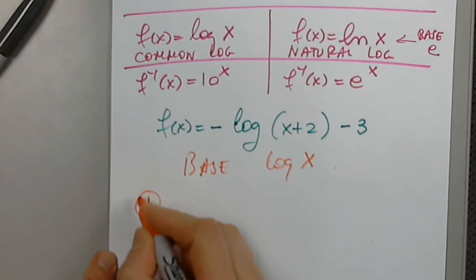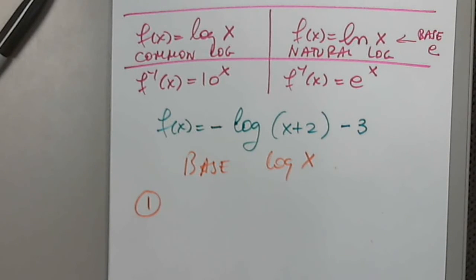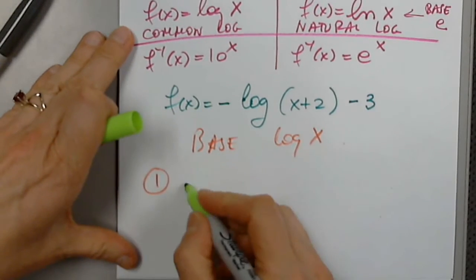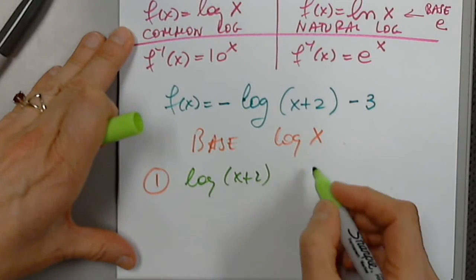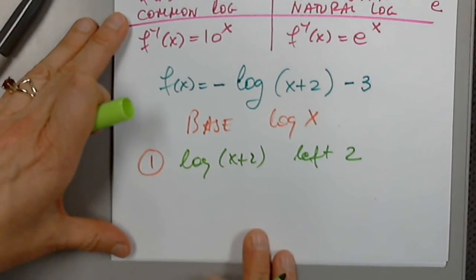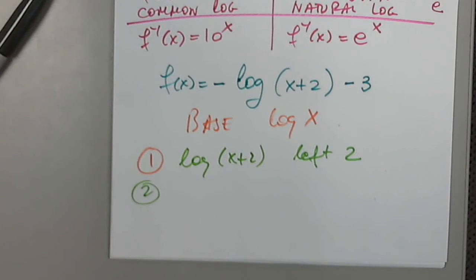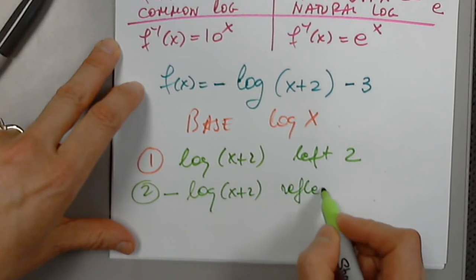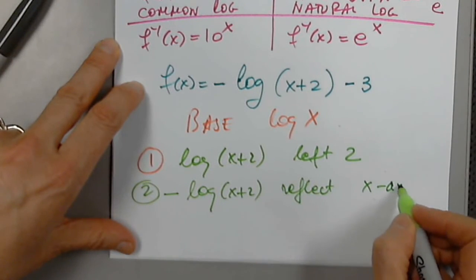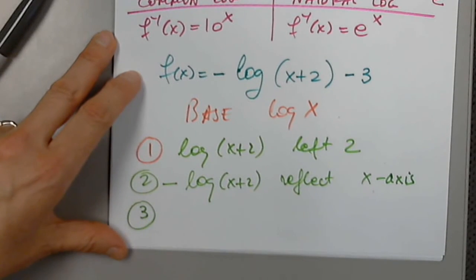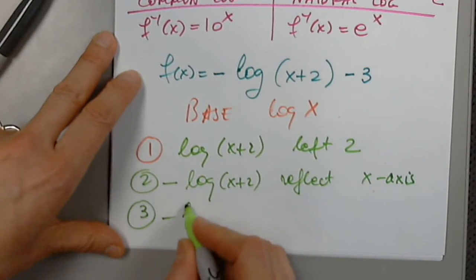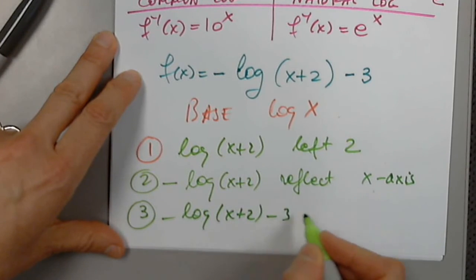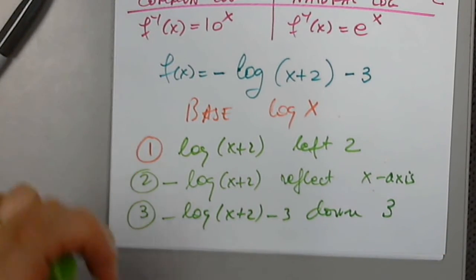Very good. First transformation on the base in order of operations. Yes, awesome. So log of x plus 2 is left 2. Perfect. Number 2. Reflect with respect to the x-axis. Yes, minus log of x plus 2, reflect with respect to the x-axis. And number 3. Down 3. Exactly. Do you all agree with this? Down 3.